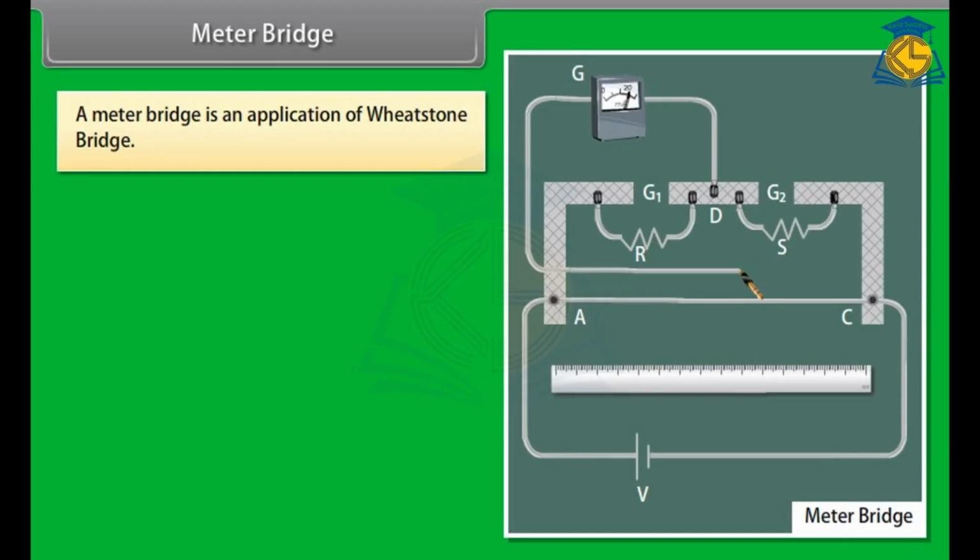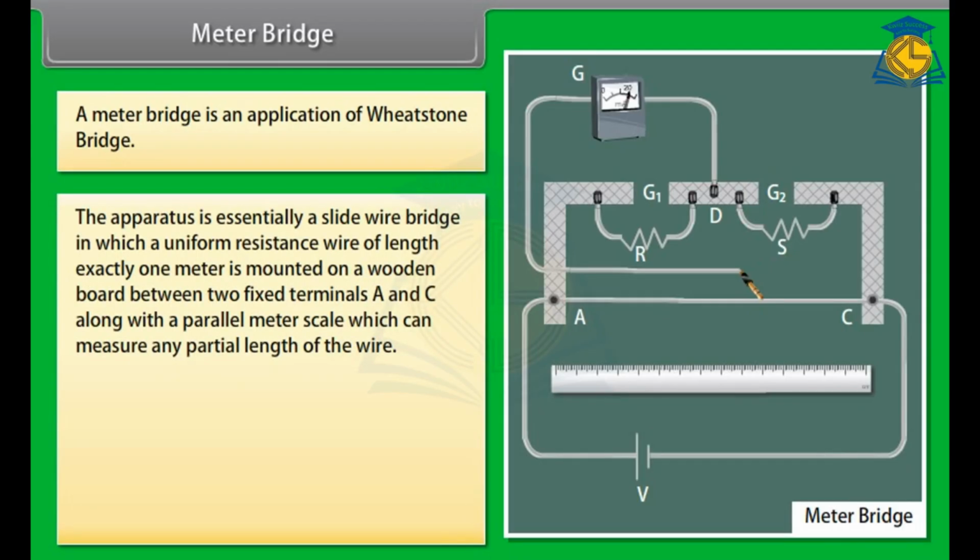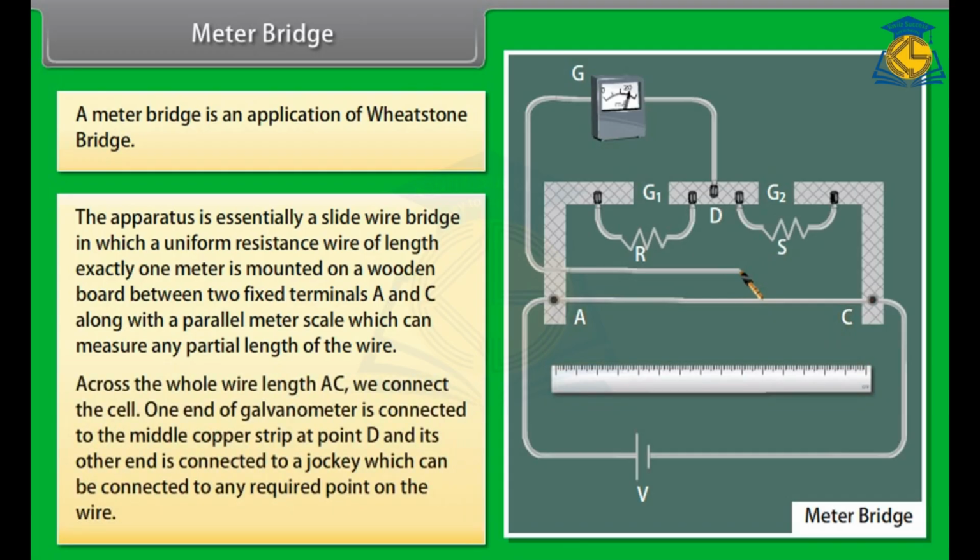Meter bridge. A meter bridge is an application of the Wheatstone bridge. The apparatus is essentially a slide wire bridge in which a uniform resistance wire of length exactly 1 meter is mounted on a wooden board between two fixed terminals A and C, along with a parallel meter scale which can measure any partial length of the wire. Across the whole wire length AC, we connect the cell.